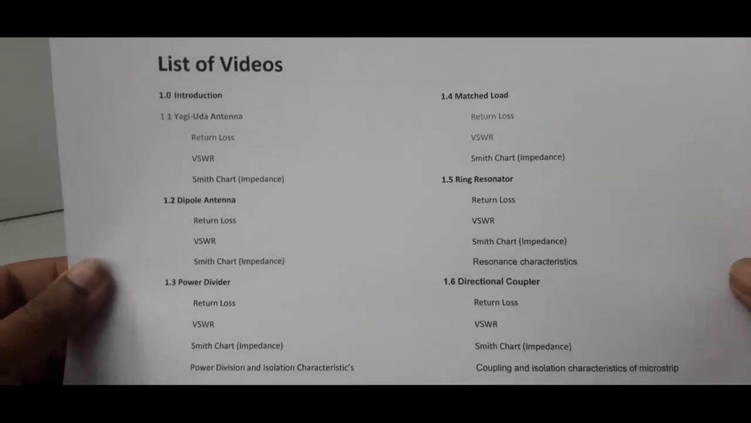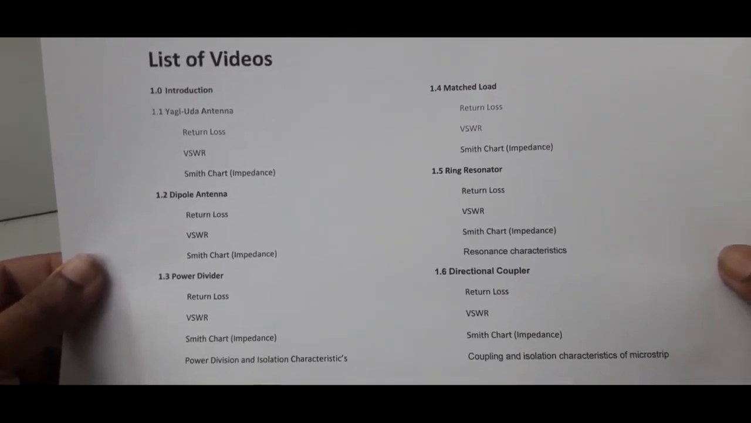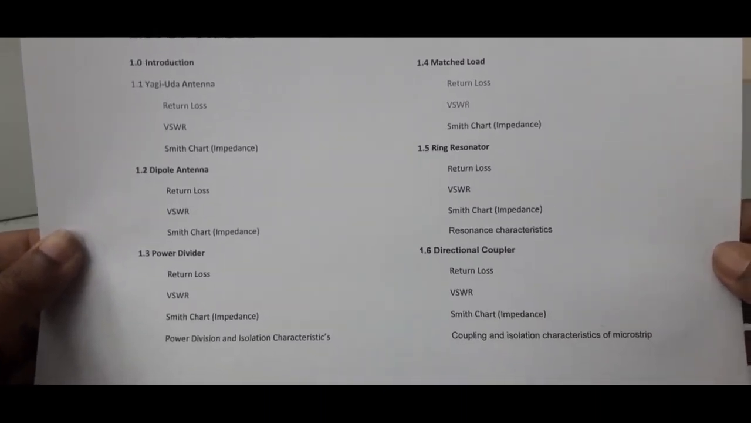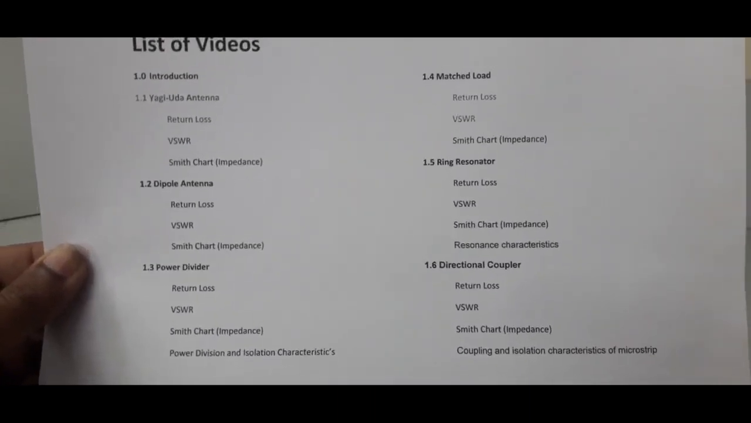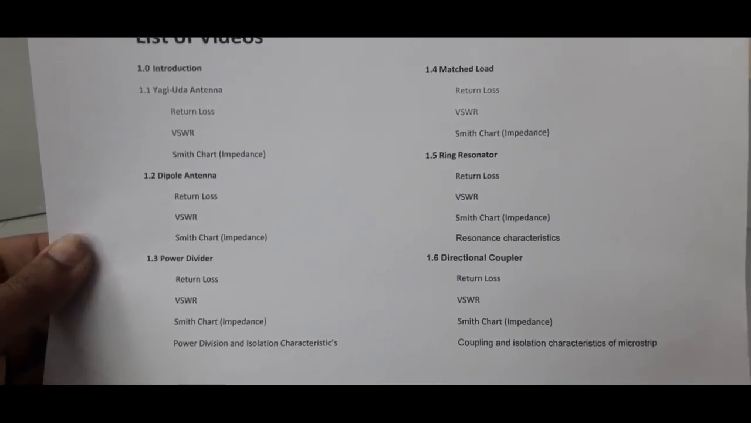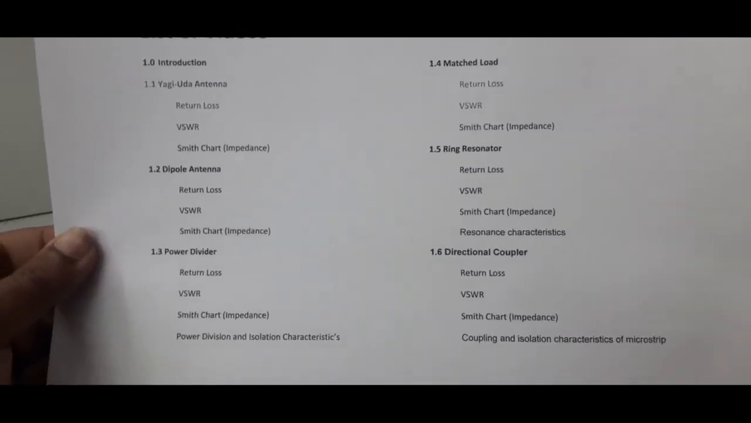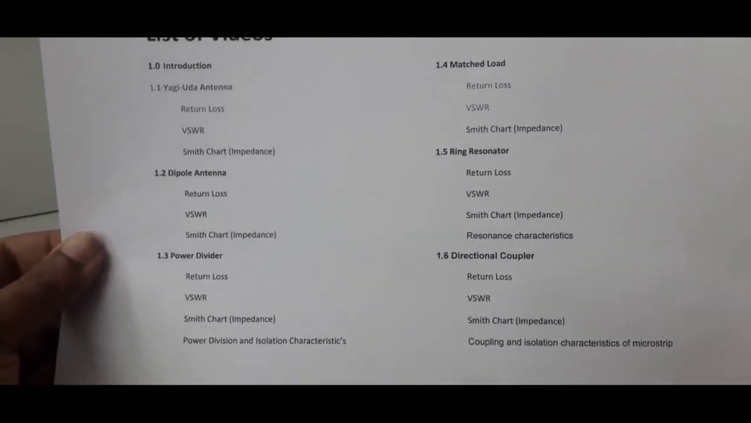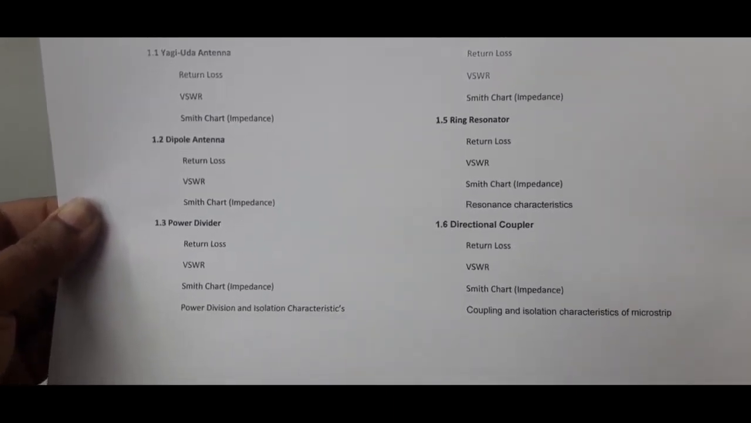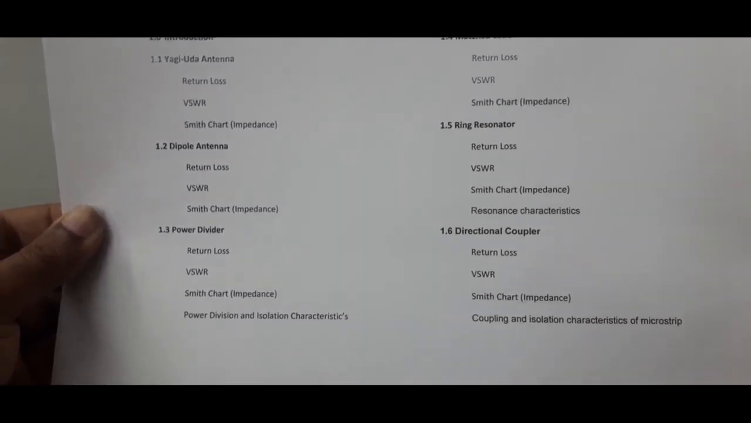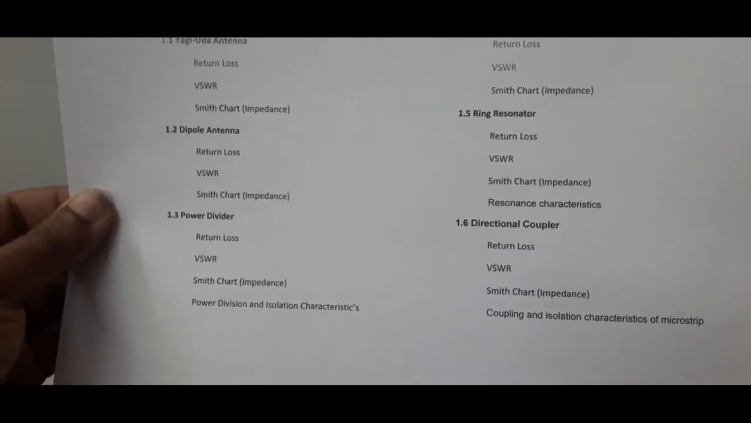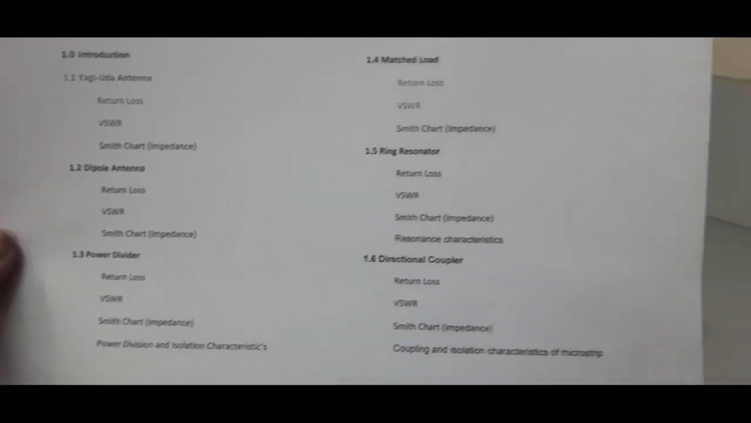See, this is the first video, 1.0, that is the introduction. Then Yagi-Uda antenna: return loss, VSWR, Smith chart we will find out. And next, 1.1, 1.2, dipole antenna, also the same thing. Then power divider: return loss, VSWR, Smith chart. In the Smith chart we will find impedance and power division and isolation characteristics.